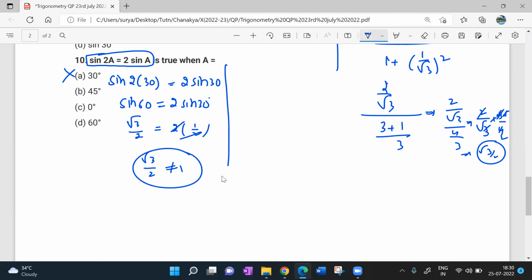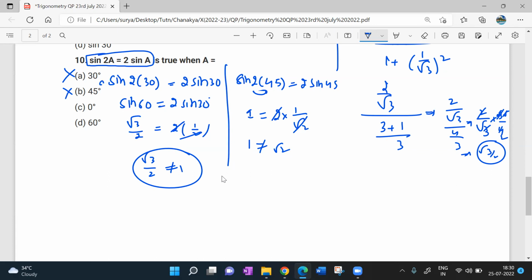Next, option B. Let's check. Sin 2 into 45 is equal to 2 times of sin 45. Sin 2 into 45 is sin 90, right? Sin 90 is 1. 2 into sin 45 is 2 into 1 by root 2, which is root 2. So 1 cannot be equal to root 2. Option B also deleted. You understand my point?